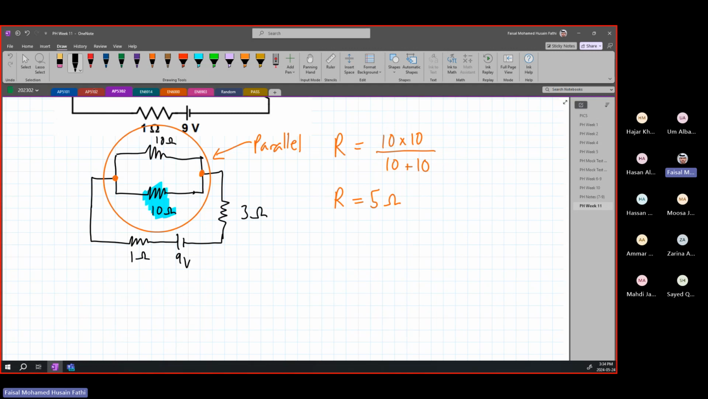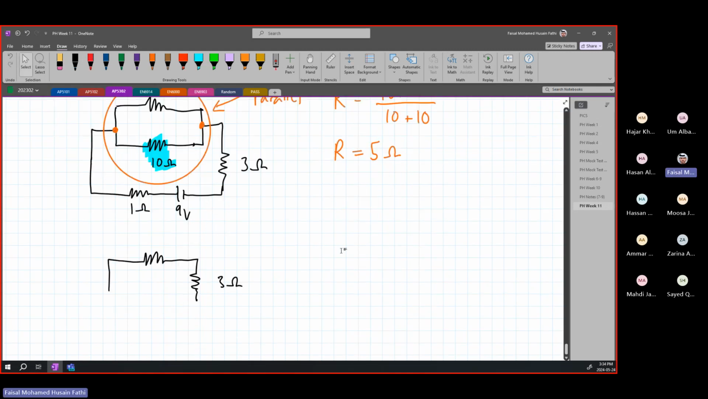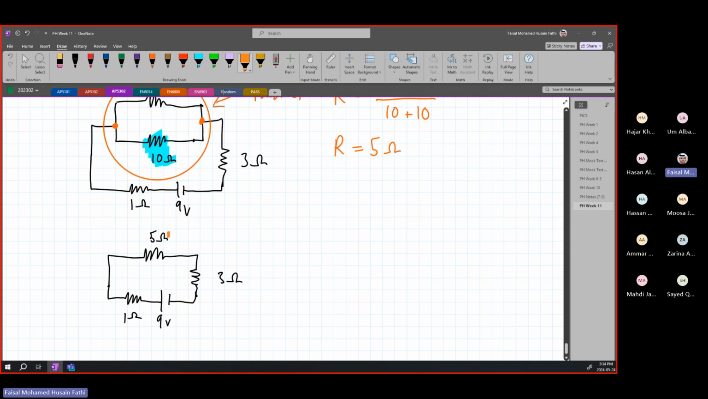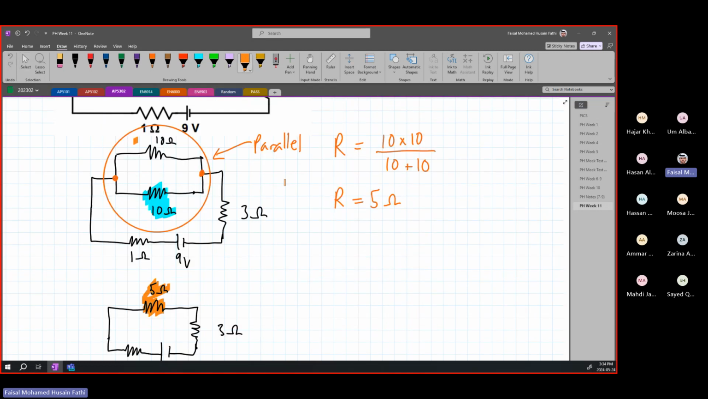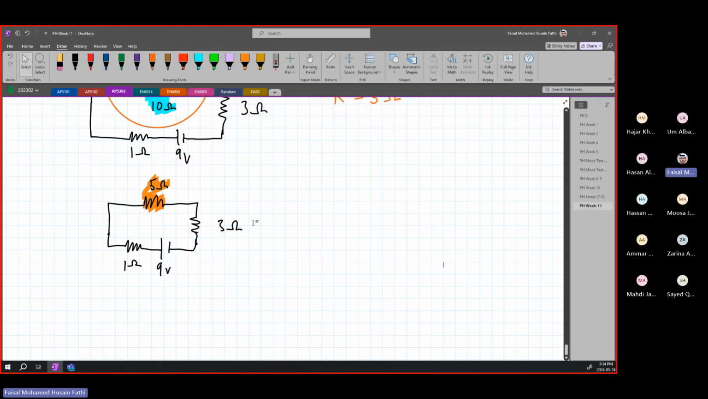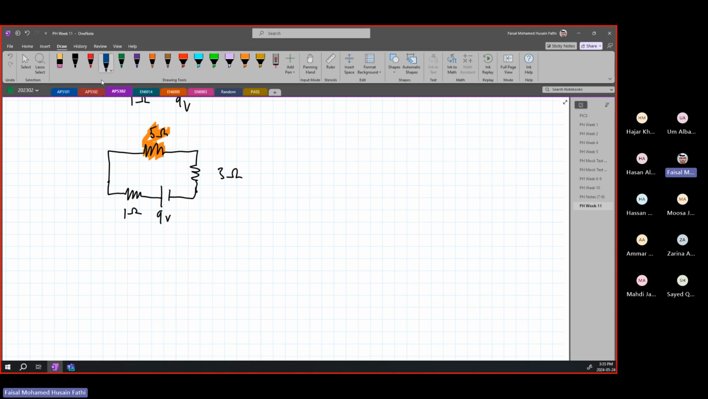So now if I want to redraw the circuit, we're going to have one resistor here, which is 3 ohms. This is our 5 ohms. And one resistor here, and our source of 9 volts. Okay. Again, where did we get this 5 ohm resistor from? How did we simplify it? It's from these two connections to each other. When we did the combination of parallel, we found out that the total resistance is 5 ohms, and we just put it back here in the circuit. Now it has been simplified.